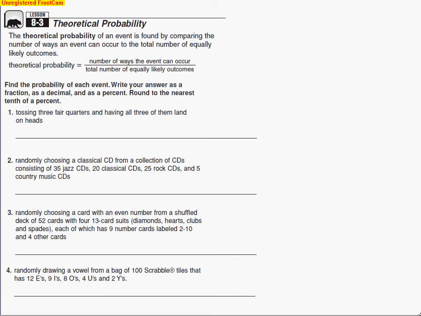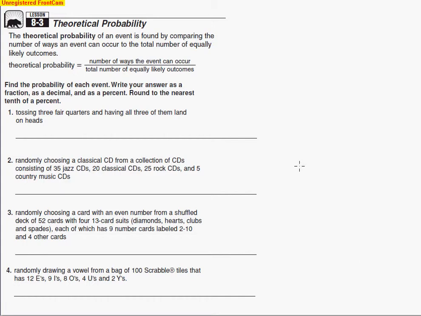Today we are going to look at theoretical probability. Experimental probability and theoretical probability are pretty much the same thing. The difference is, in the experimental one, they came up with experiments and they used those results from the experiment to come up with probability. Here, we don't have the experiment.